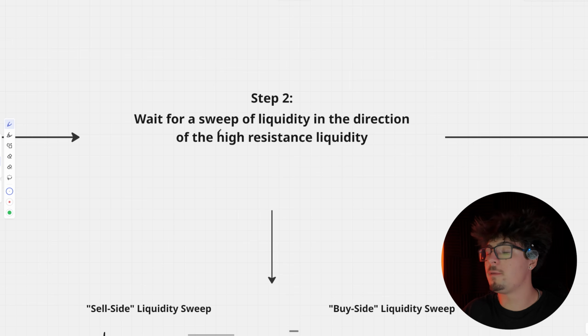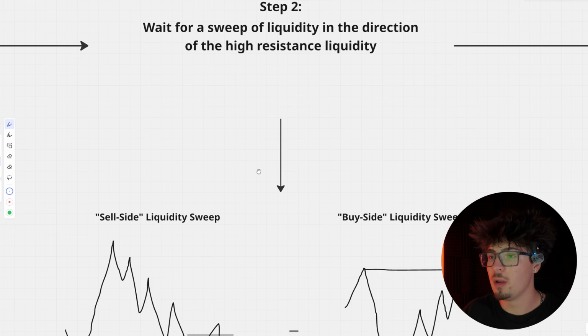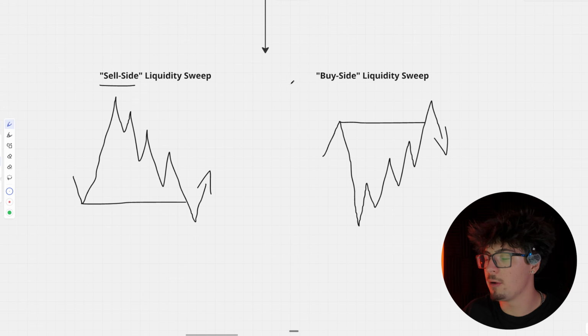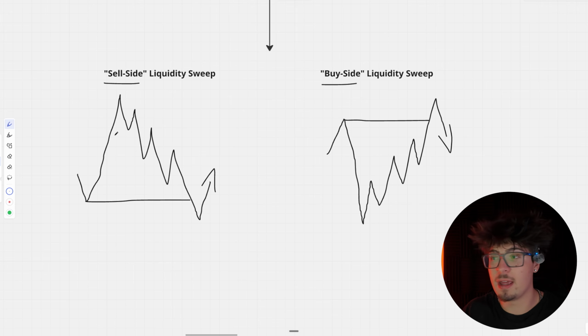something called a liquidity sweep. If you haven't, I just taught you it. You wait for a sweep of liquidity in the direction of the high resistance liquidity. So if you've ever heard someone refer to something as a sell side sweep or a buy side sweep, right? Sell side just means to the downside, and buy side sweep just means to the upside. You know, sell side, if you sell, it's down. If you buy, it's up.